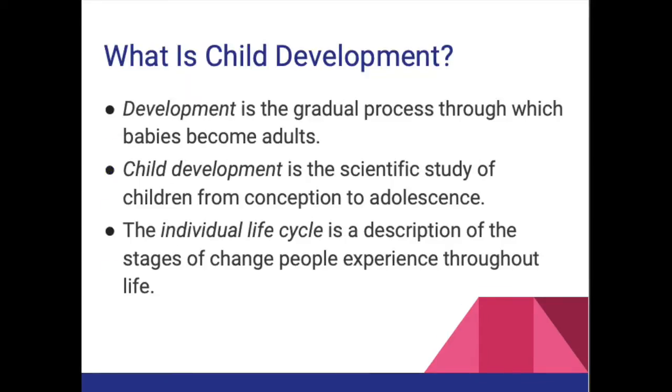Development is the gradual process through which babies become adults. Child development is a scientific study of children from when they are conceived all the way up until adolescence. So technically, you guys are part of child development. Okay? The individual life cycle is a description of the changes that people experience throughout life. Development begins at conception and will continue until your very death. The process of development has many stages, like before birth, then infancy, then childhood, adolescence, and finally adulthood.